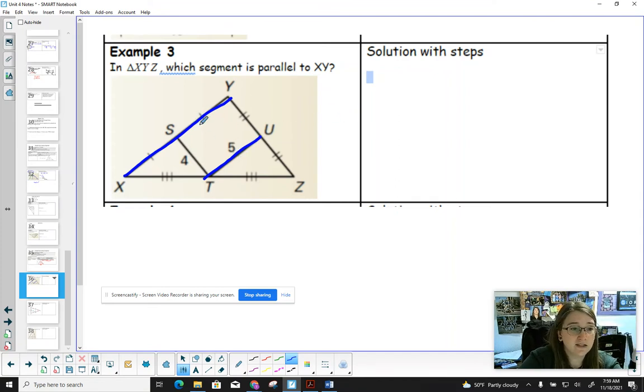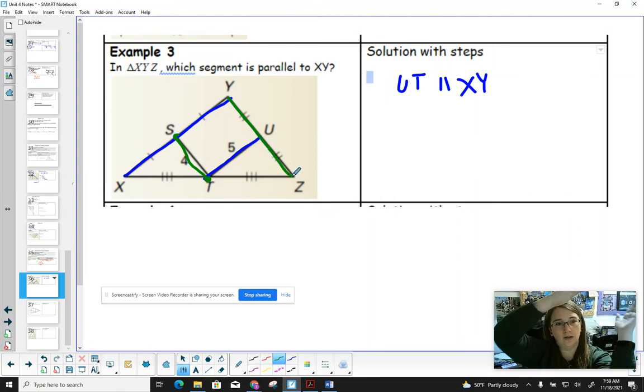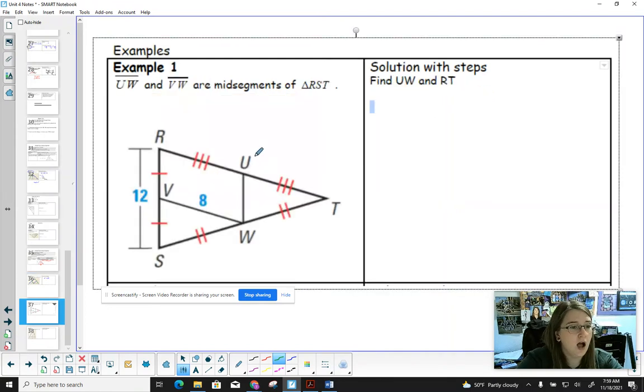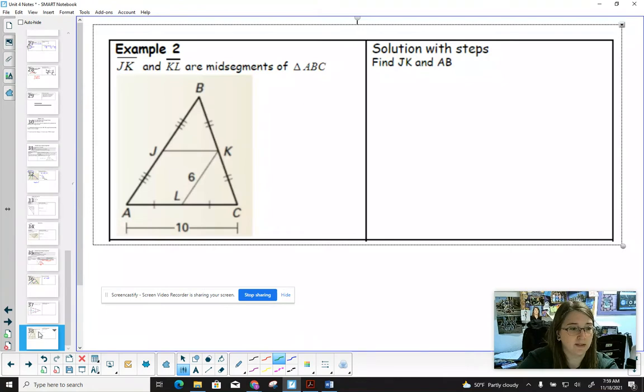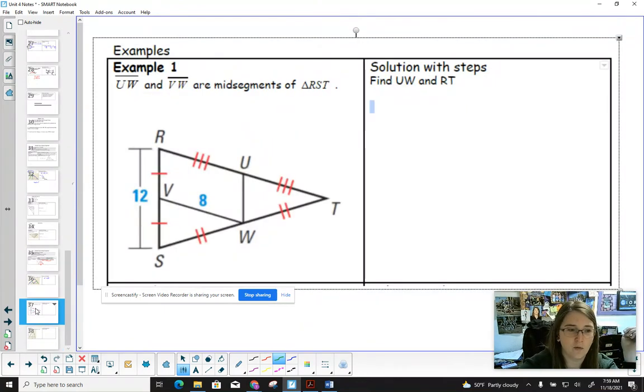Now, I should specify, UT is parallel to XY. However, you can draw multiple mid-segments in a triangle. This is just one mid-segment. It happens to be parallel to this side. This is actually another mid-segment because, again, I'm still connecting the midpoints of those two sides. That would end up being parallel to YZ. Parallel, parallel. As we're going to see in the next picture, they will draw multiple mid-segments, sometimes all 3. We'll see that a bit more in class.